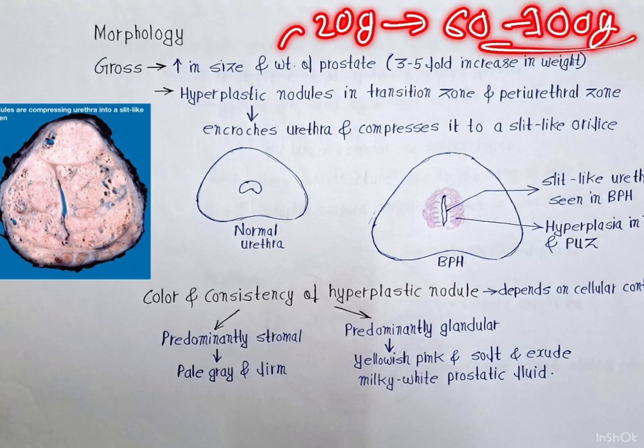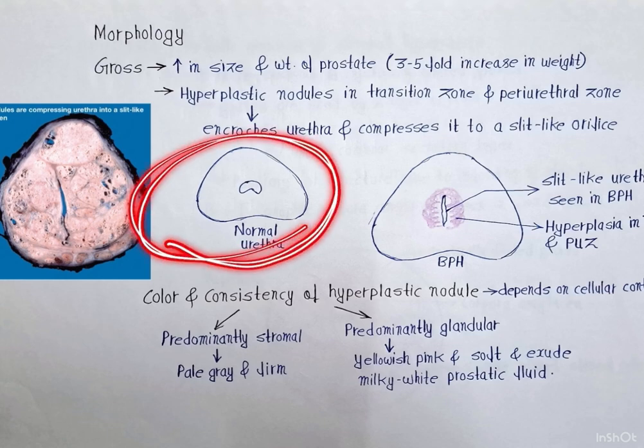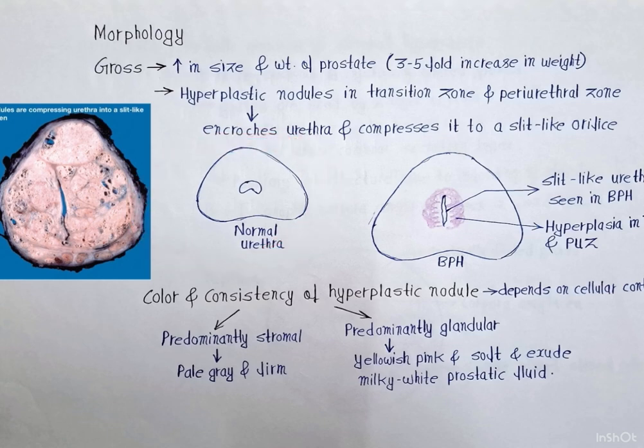Apart from that, in the cut section, you can see hyperplastic nodules, which are mainly present in the transition zone and the periurethral zone of the prostate. These hyperplastic nodules will basically encroach the urethra and compress it into a slit-like orifice. As you can see in this diagram, this is a normal prostate gland showing a normal urethra, and in case of BPH, you can see hyperplastic nodules in the periurethral and transition zone compressing the urethra into a slit-like orifice.